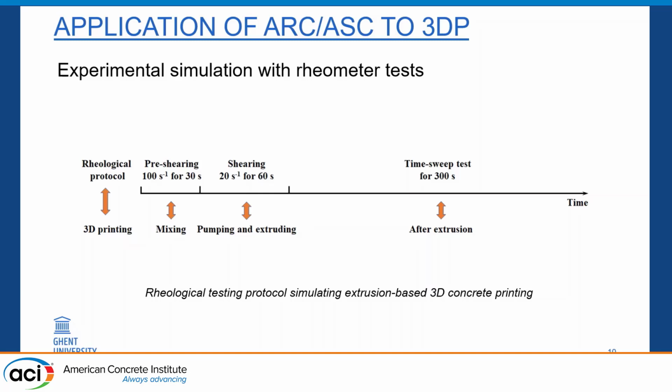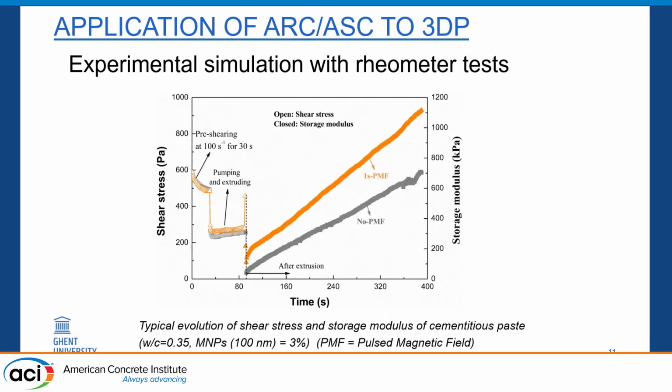In some of the tests, we had a magnetic pulse here at the end of the extruding phase. So a 1 second magnetic pulse, which is very short. You might wonder how this could give so much effect, but that's what we did.